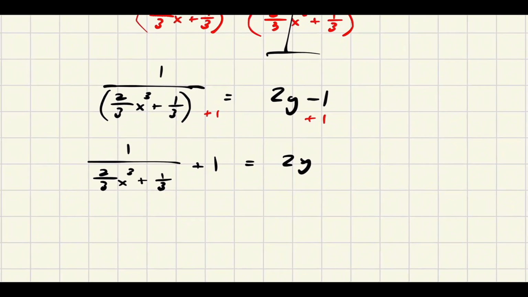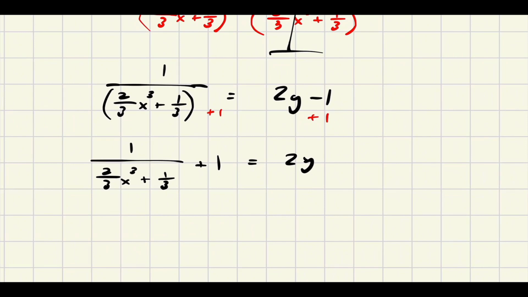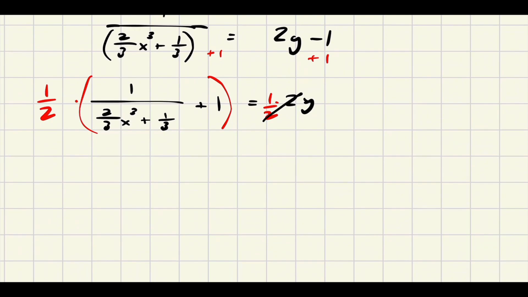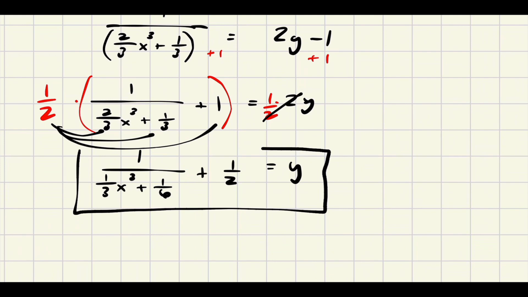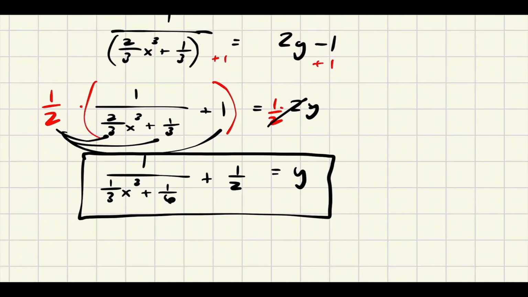Divide by 2. But instead of dividing by 2, because I already have a division problem over here, right? I'm going to multiply by the reciprocal. I think it'd be easier just to multiply by 1/2. So you get y equals 1 over, and then I distribute this guy over here and over here. So I would get 1 over, let's see, 2/6, which is 1/3, x cubed. Then 1/2 times 1/3 is 1/6, plus 1/2.